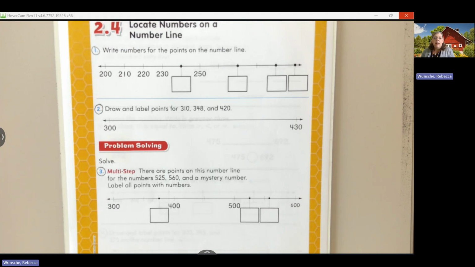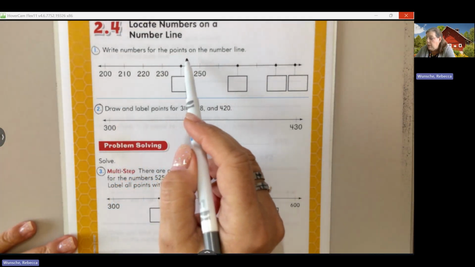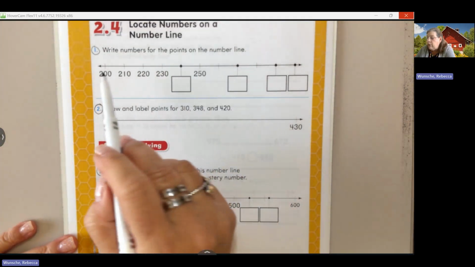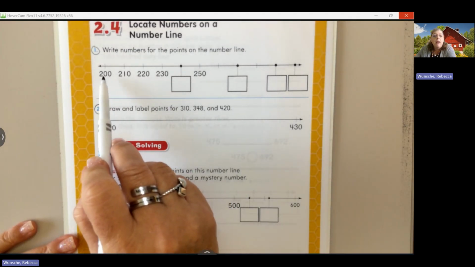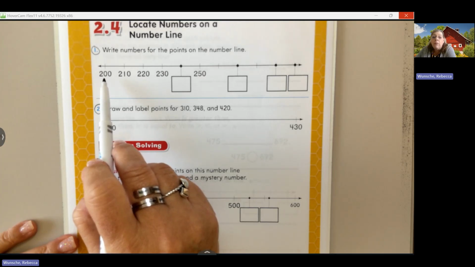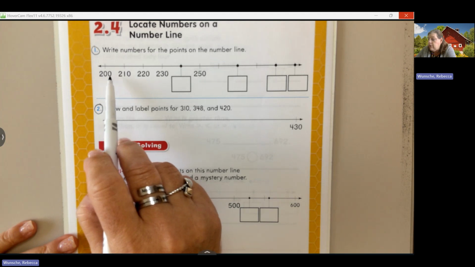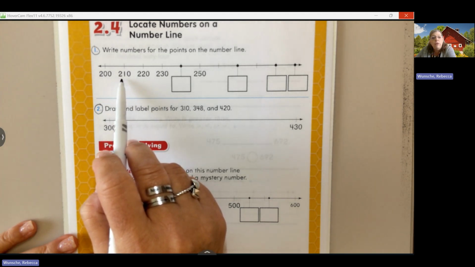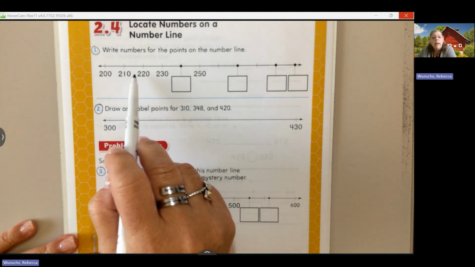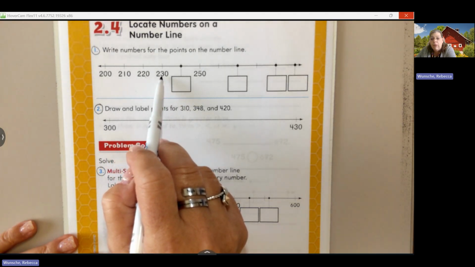So first, let's look at problem number 1. It asks us to write the numbers for the points on the number line. So we're going to start our number line, and of course we're not starting at 0. Number lines don't have to start at 0, and that's a really important concept. Sometimes we see a number line that can start anywhere. Our particular number line starts at 200. Our next jump on the number line is 210. Our next jump is 220. Our next jump is 230.